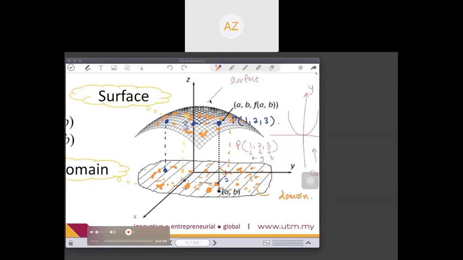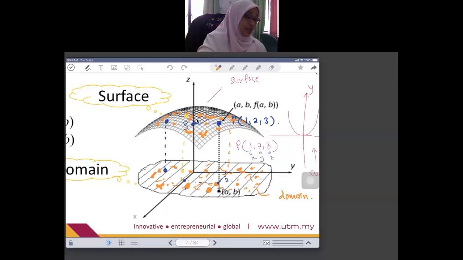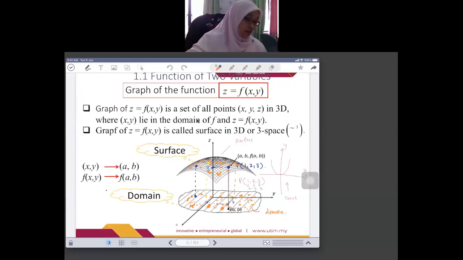Yes, doctor. Okay, so that is the idea. Now this is the domain. For any point or any value of xy that you choose and substitute into the function, it will give you the value of z. So the combination of all the values of z, you will have a surface. So that is the graph for a 2D system, a two variable function. Okay, so that is the idea.